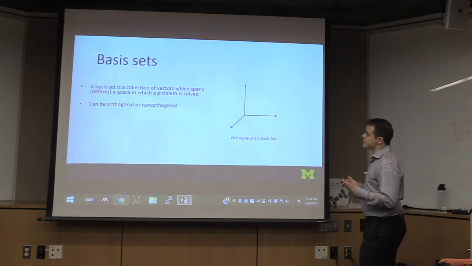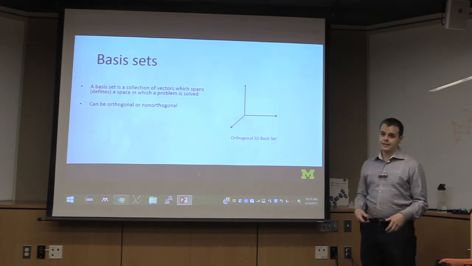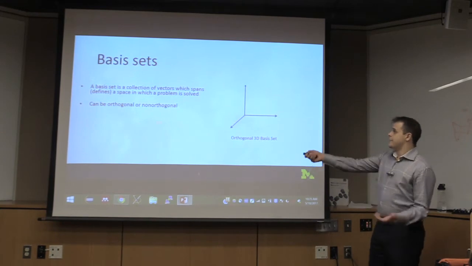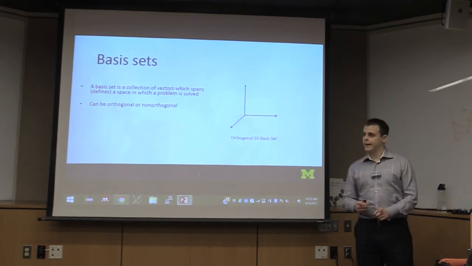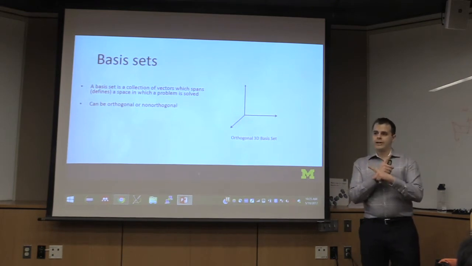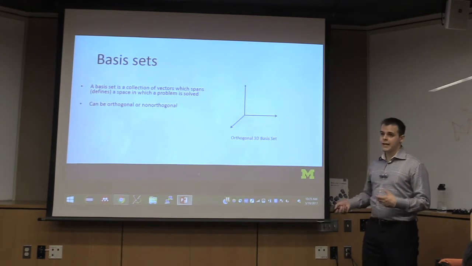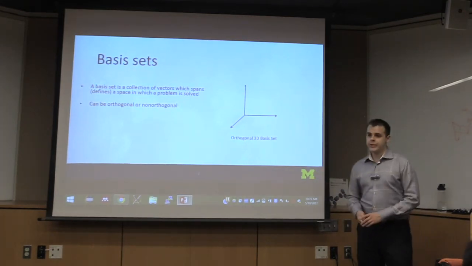So first off, what is a basis set? A basis set is just a collection of vectors which spans, in other words, defines a space in which a problem is solved. This basis set can be either orthogonal or non-orthogonal, meaning that the vectors are 90 degrees with respect to each other. So in 3 dimensions, we could choose x, y, and z as our basis vectors. And this is an orthogonal 3D basis set.